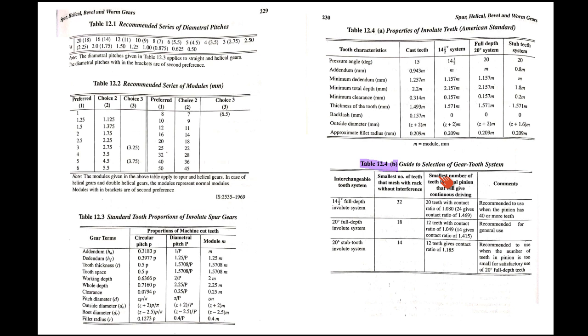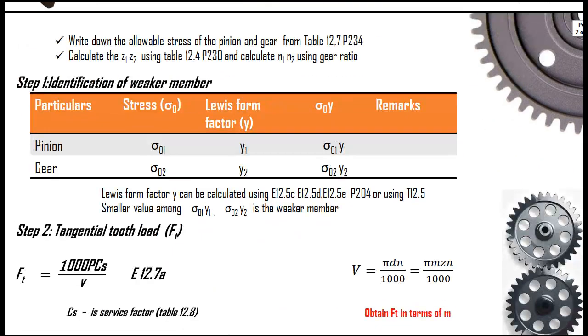Suppose Z2 and Z1 both are missing from the question, we have to use table 12.4 column number 3 to get the minimum number of teeth. They are the minimum number of teeth. This is only for the pinion. It is not for the gear. So these are the two tables that we have to refer to initially to start the design.